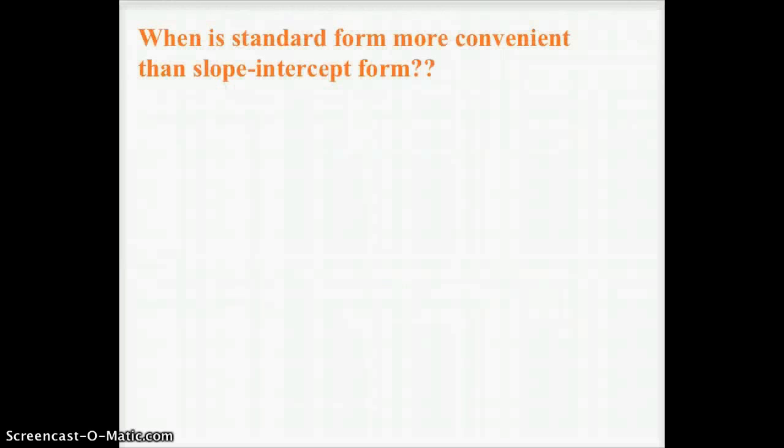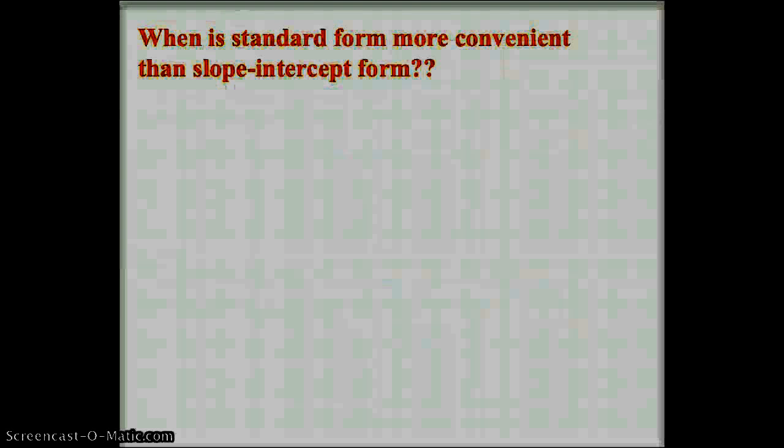Okay, what I want you to think about, and I'd love you to be able to talk to me about this, is when is standard form actually more convenient than slope-intercept form? Why do you think we might have more than one form? Try to come up with an answer or two and talk to me about it in class.